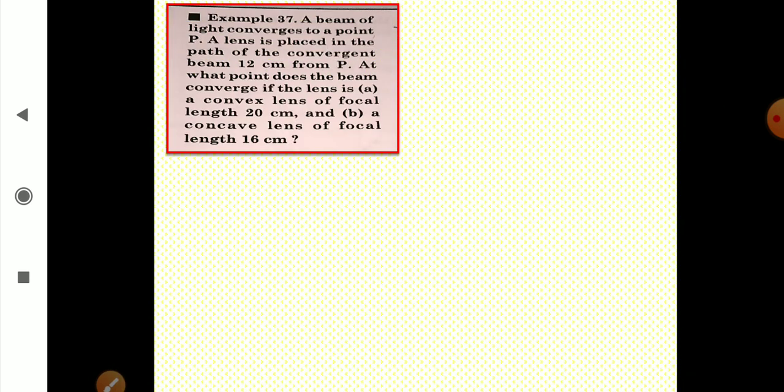A very good question. Another board problem and a very good question.